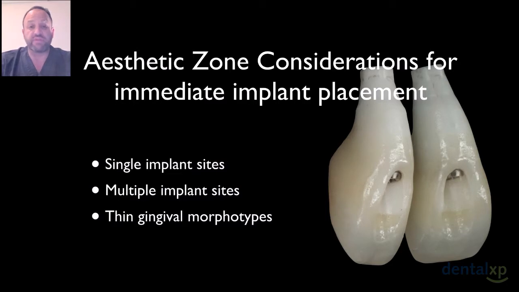When we go into the aesthetic zone, what we want to do is talk about three different areas, because it's really these three types of areas where we have our major problems in the aesthetic zone. The first one is the single implant site. The second one is the multiple implant site. And the third problem area that we have is thin gingival morphotypes. Now, I'm going to go through each one of these areas. I'm going to point out and highlight why we have problems in these areas and why the need for these more advanced type of techniques in immediate placement.